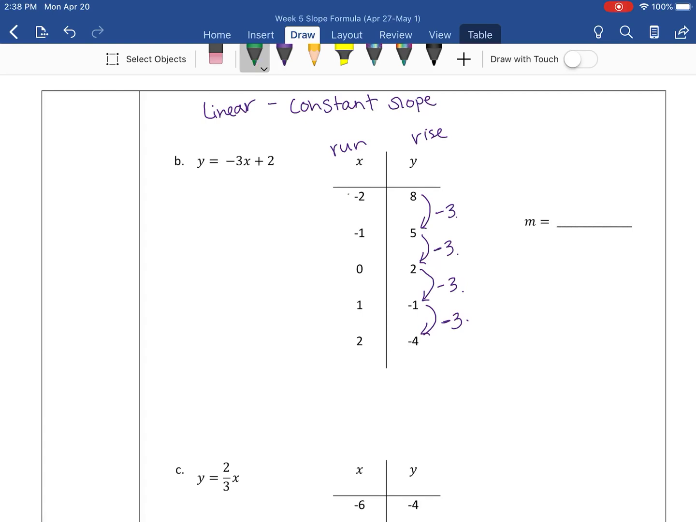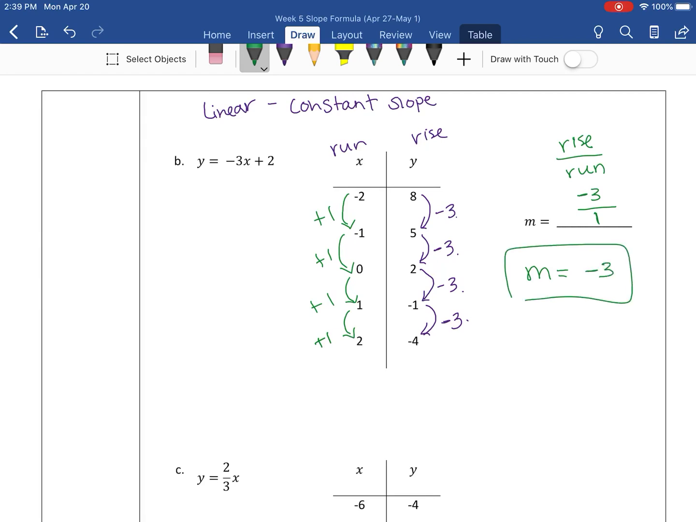Then for our x, we'll do the same thing. Well, -2 to -1, we'd need to add 1. -1 to 0, we'd add 1. 0 to 1, we'd add 1. 1 to 2, we'd add 1. So our rise over run would be a -3 over +1, which we could also just write as m equals -3.